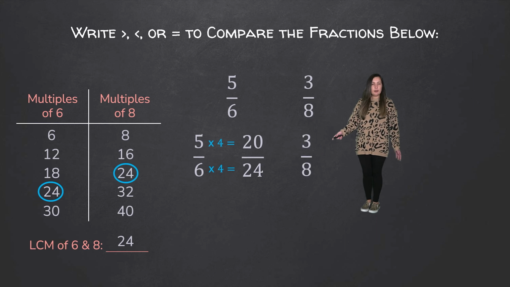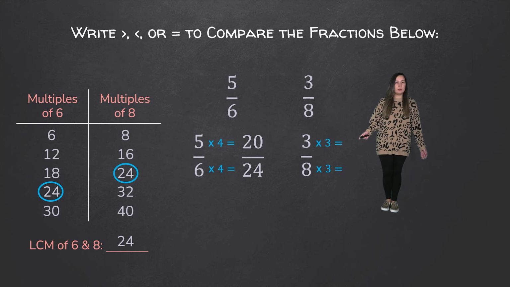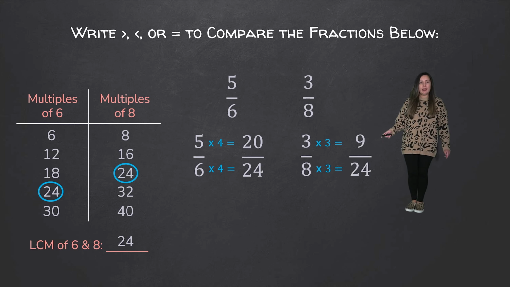Then we have to take 3/8 and make it so that this also has a denominator of 24. So we have to multiply 8 by 3 to get 24. And whatever we do to the denominator, we have to do to the numerator as well. So we also multiply 3 times 3. 3 times 3 is equal to 9, and 8 times 3 is equal to 24.